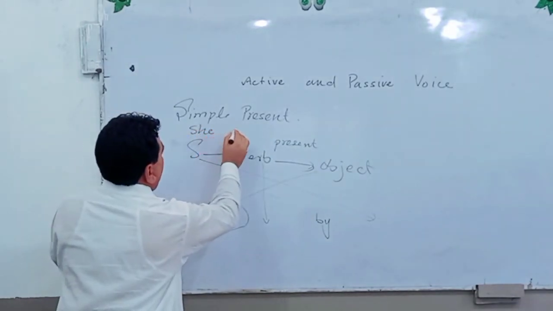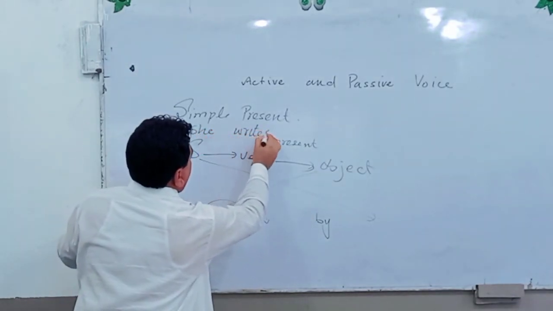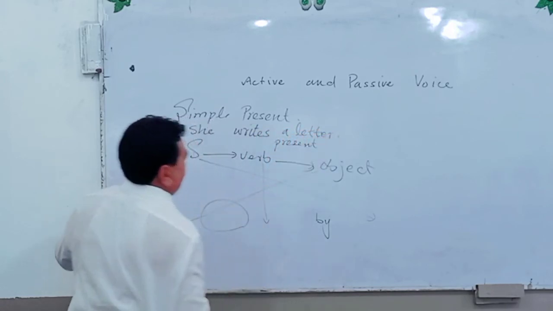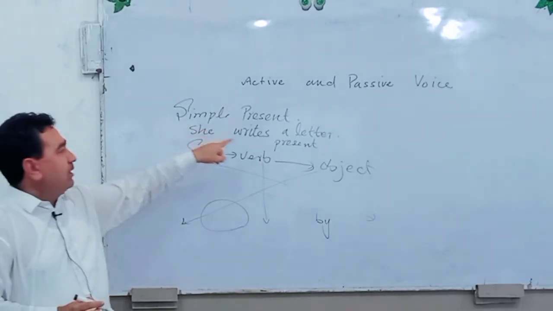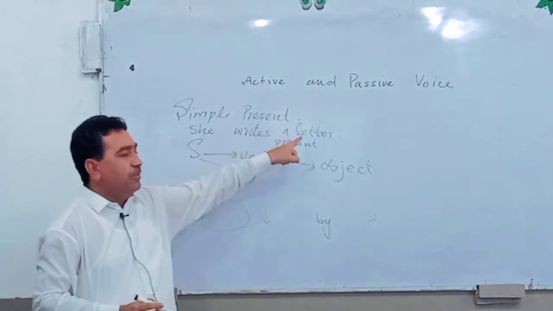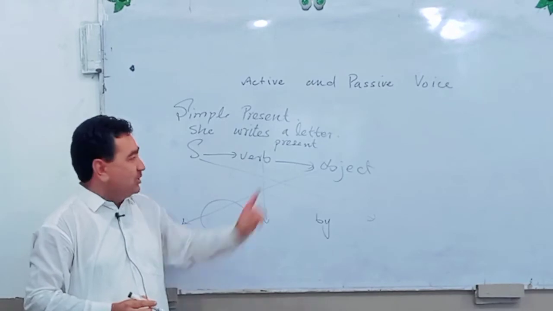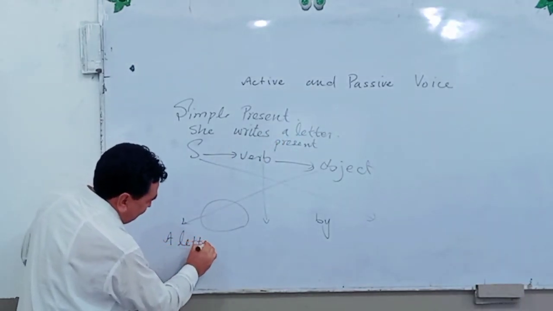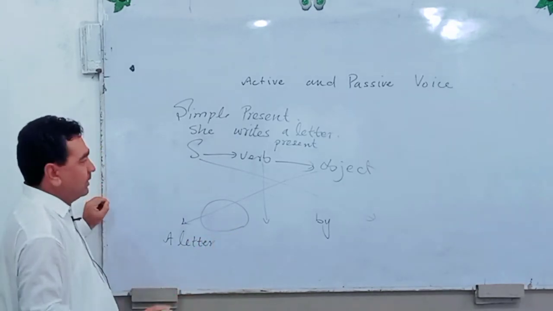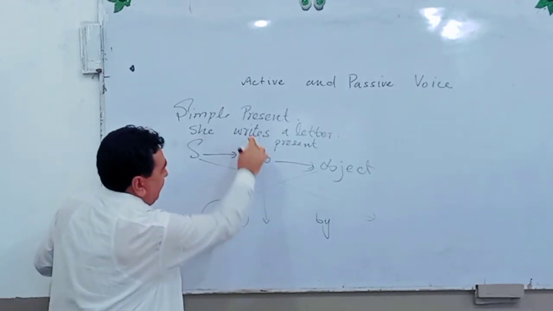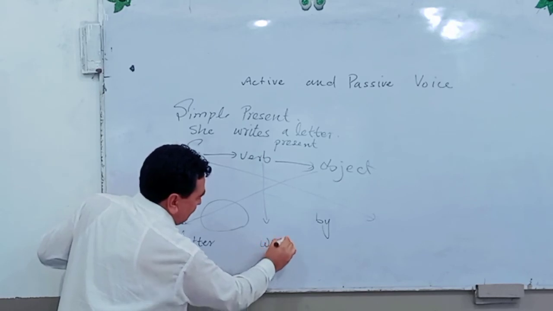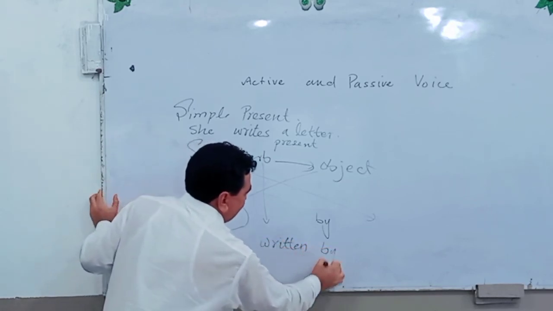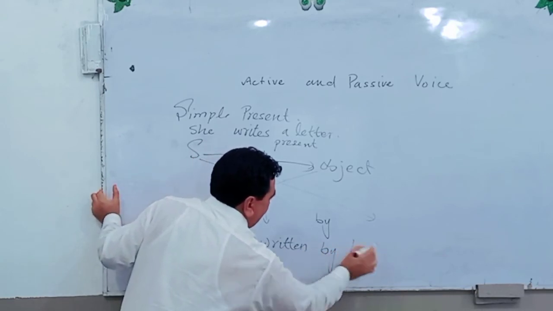She writes a letter. What is the subject? She. What is the verb? Writes. And what is the object? A letter. So a letter will become the subject. So we put a letter here. Now don't put the be form of the verb yet. Say the verb is writes. So writes will become written. And then by she will become the object, by her.